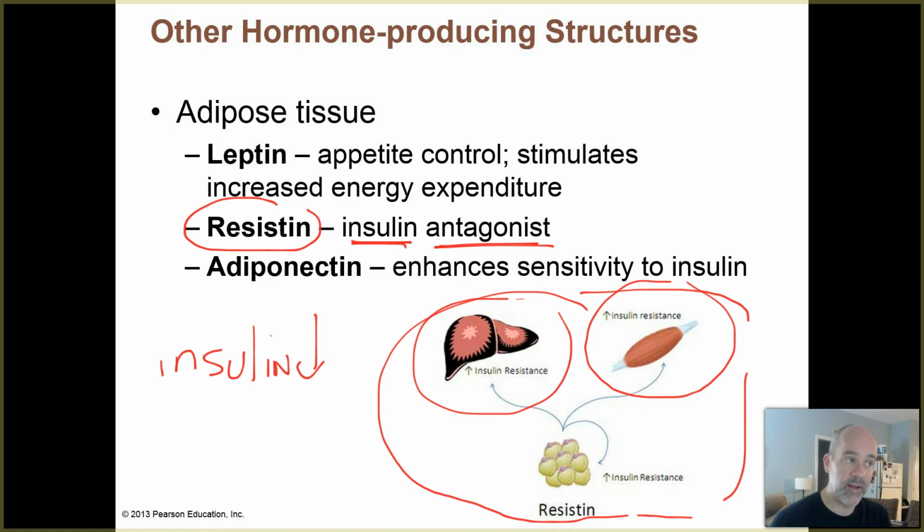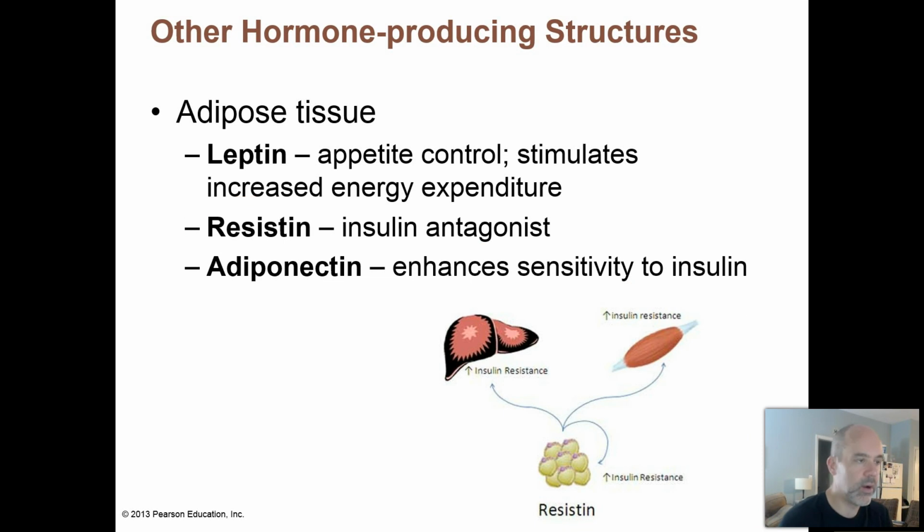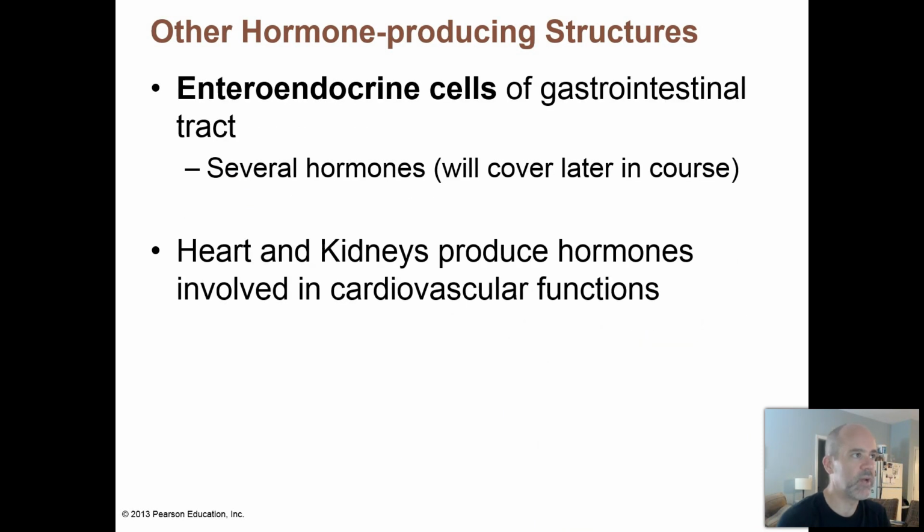Then, interestingly enough, the adipose tissues also produce another hormone called adiponectin, which has the other effect. It actually enhances sensitivity to insulin. So these hormones are not all that well understood yet, but there's a lot of interest in them because they do seem to be tied to insulin, and if we could figure these hormones out, it might provide us with some new avenues for combating type 2 diabetes.